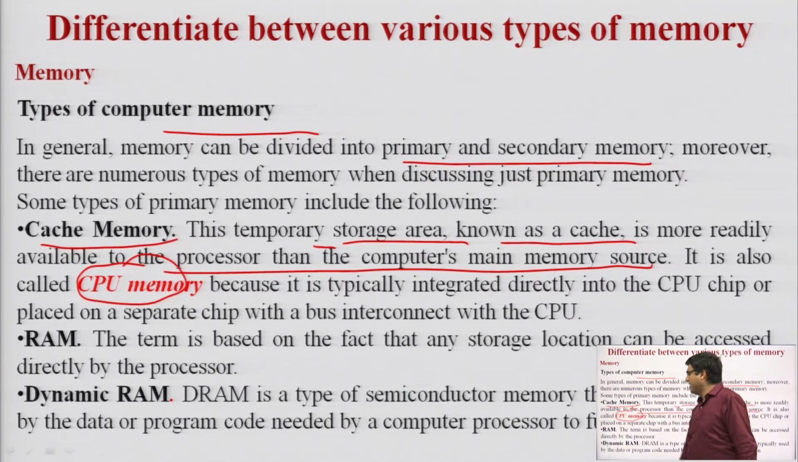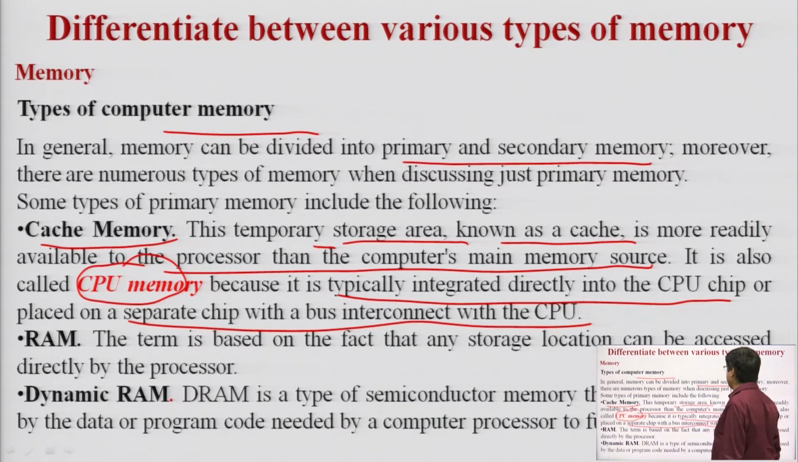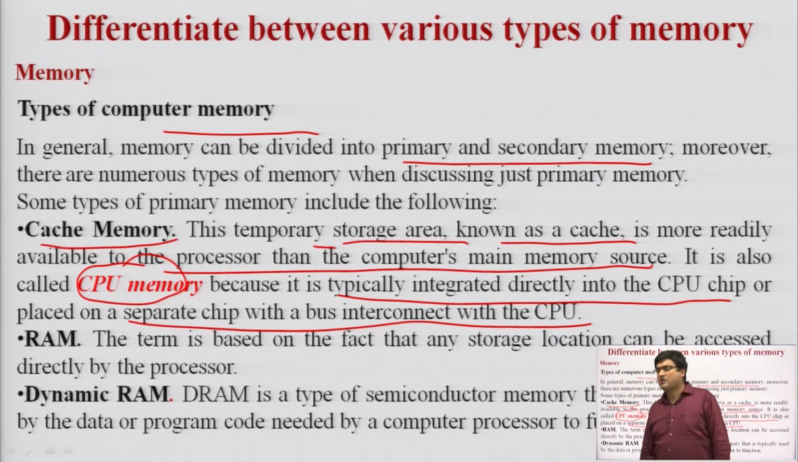It is basically the main memory, CPU memory, that is utilizing cache memory, because it is typically integrated directly into the CPU chip or placed on a separate chip with a bus connected to the CPU. So, the CPU is directly utilizing the cache memory in our system.